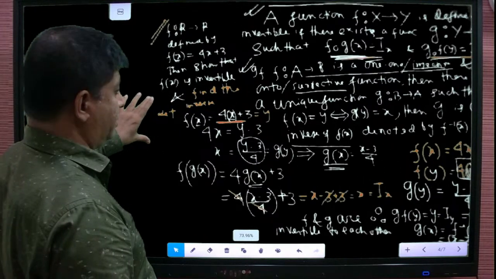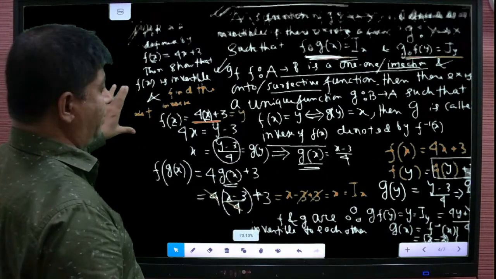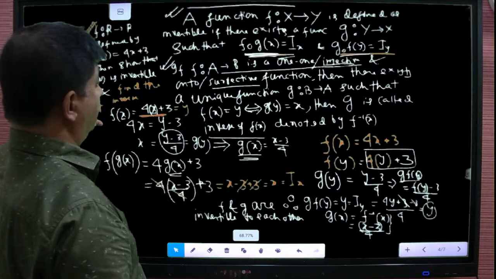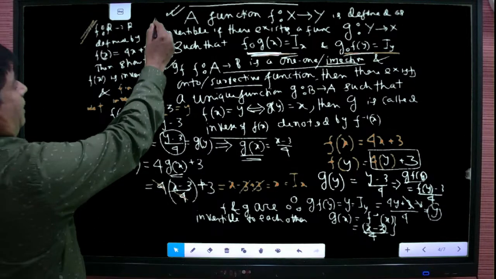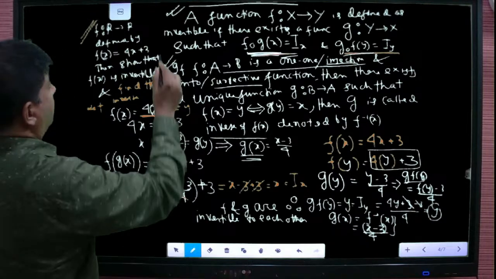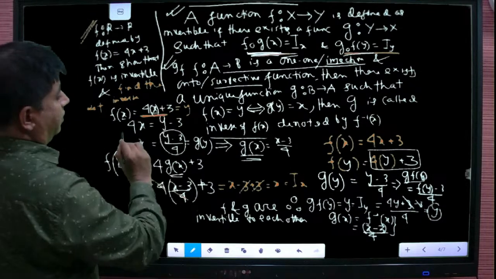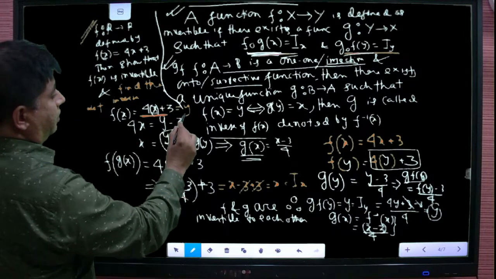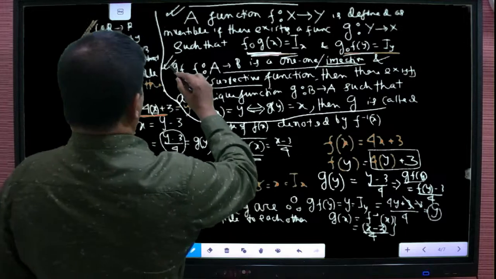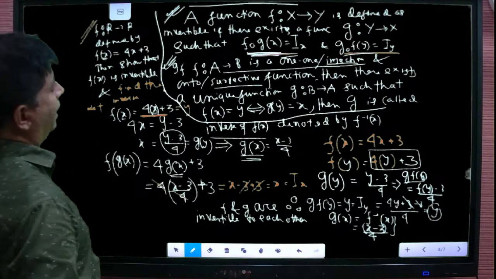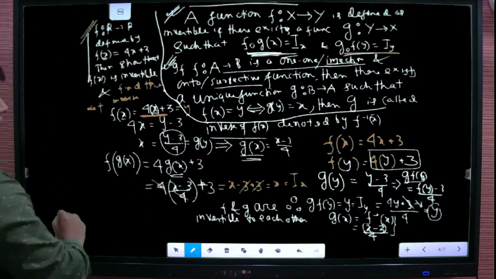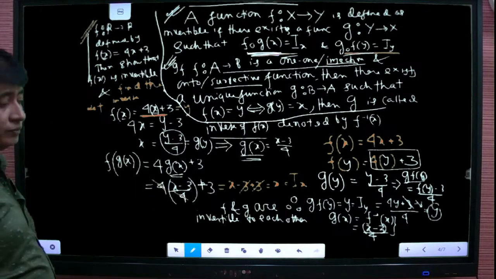Let us make it a little bit wider. Okay? So this is the definition. Two definitions we did with invertible function, and one sum we did related to that. Okay?